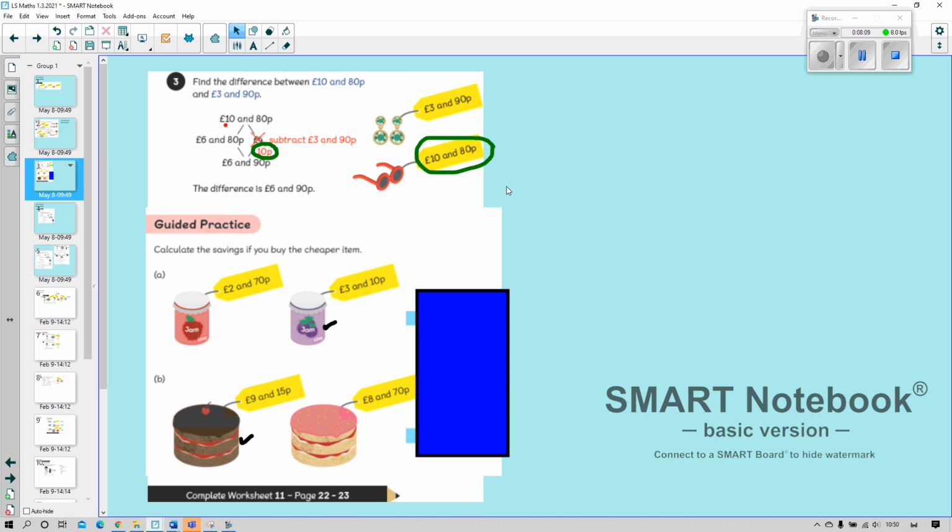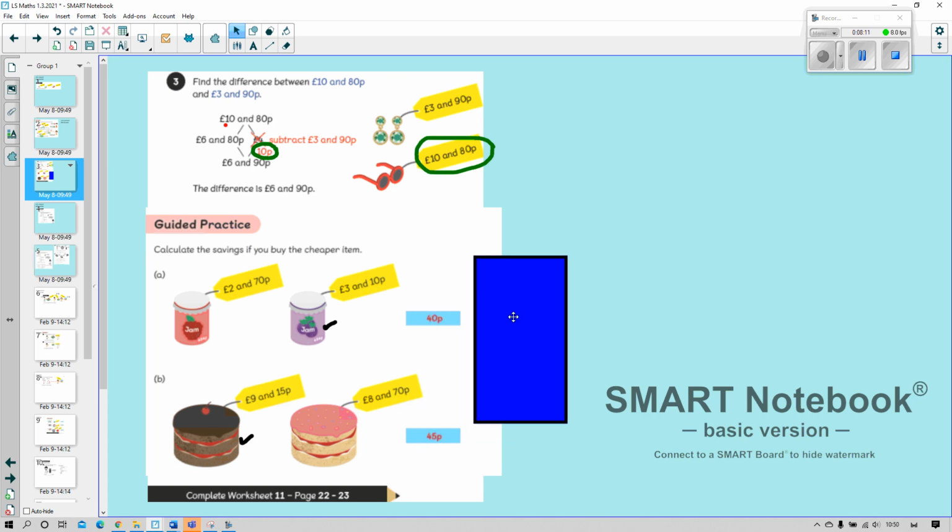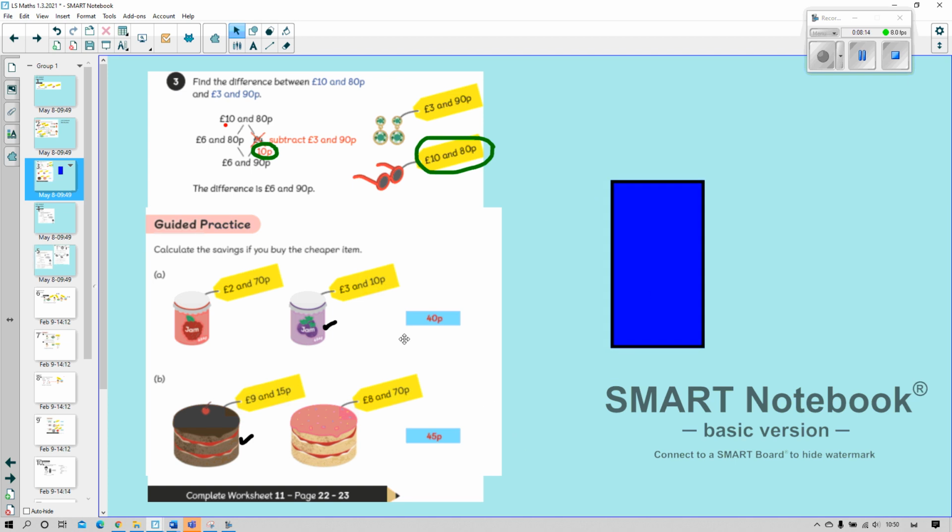Okay, year 3, welcome back. Here we are, I can reveal my answers. So your saving would be, if you bought the blackcurrant jam, you'd spend £3.10. Your saving, if you bought the raspberry jam, would be 40p. This one is 40p cheaper. Here, the 2 cakes was a little bit more difficult because you didn't have whole 10s. Hopefully you managed okay with that one. And you realised that if you bought the strawberry sponge, it would have cost you 45p less. That was your saving. Okay, well done for those ones.